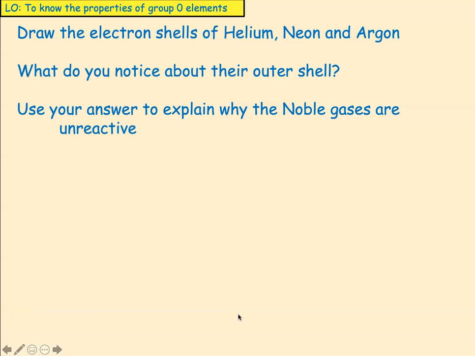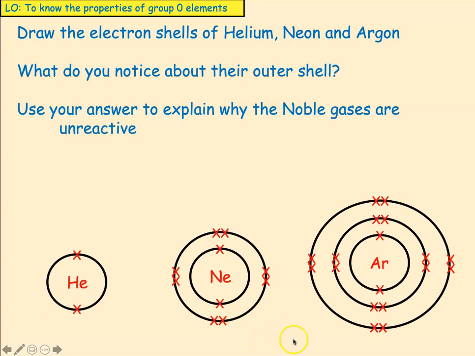Okay, welcome back. Right, the electron shells of helium, neon and argon look like that. So helium has 2 electrons and they are on the first shell there. That shell holds 2. Neon has 10, so it puts 2 in the first shell and 8 on the second shell. Both of those shells are now full. Argon has 18, so it puts 2 on the first shell, 8 on the next shell and 8 on the third shell. And all of those shells are full.